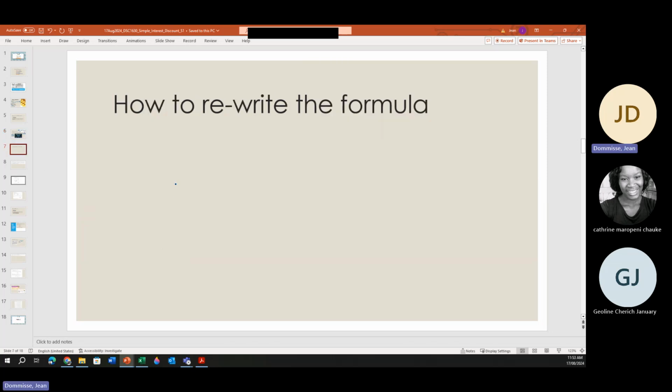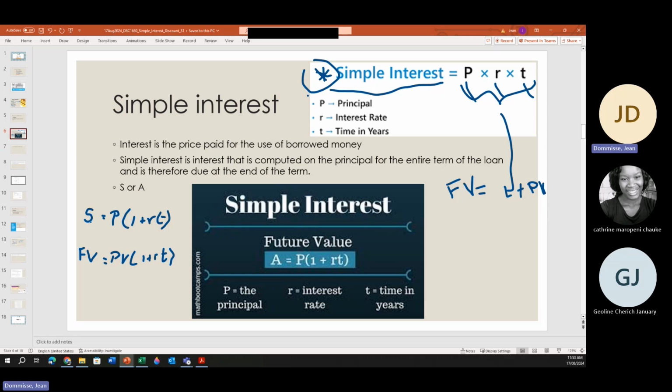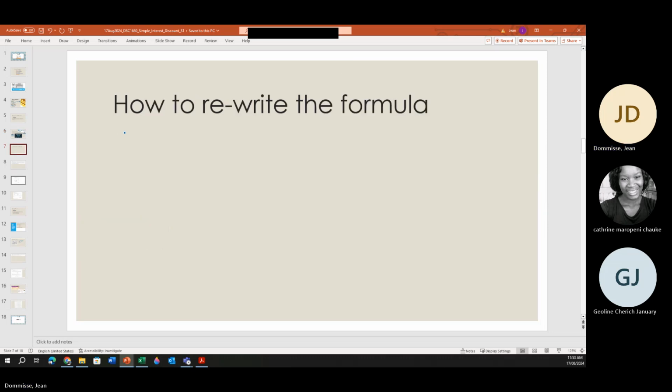Okay, so let's just show you guys a few things that they love to ask as well. And I'm going to do this after each study unit. So we've got this simple interest formula for the future value, so the 1 plus RT.